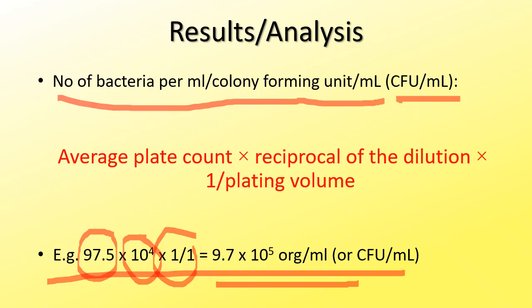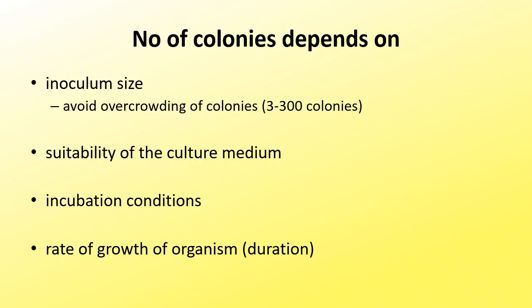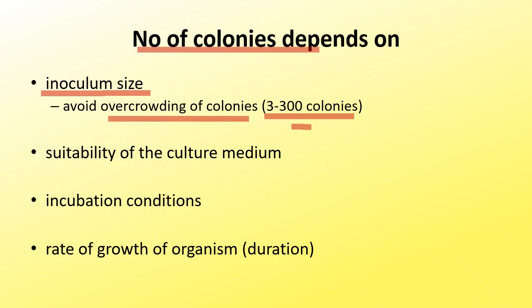Both are correct. Okay, there are a few factors that will affect the number of colonies in spread plate and pour plate. First of all is the inoculum size, in particular the overcrowding of colonies. When it comes to the spread plate and pour plate, we always take into consideration 3 to 300 colonies. If it's more than 300, we always put TNTC, which means too numerous to count. When there are more than 300 colonies, there must be errors happening when we are counting.